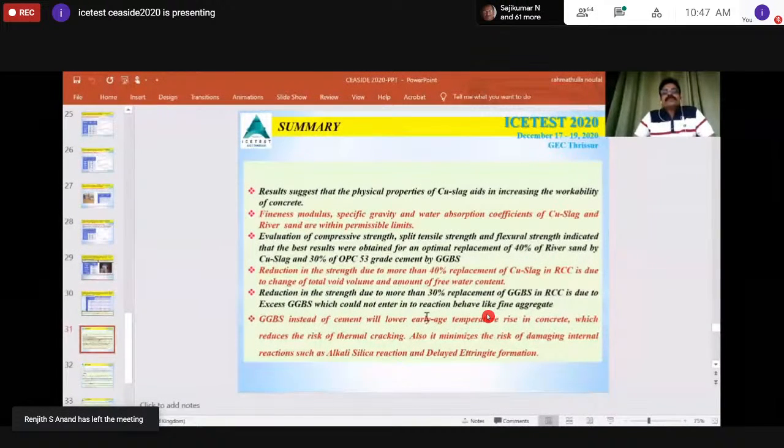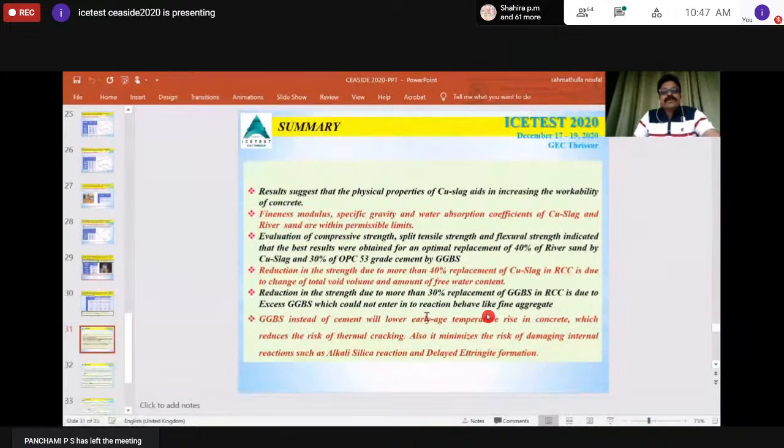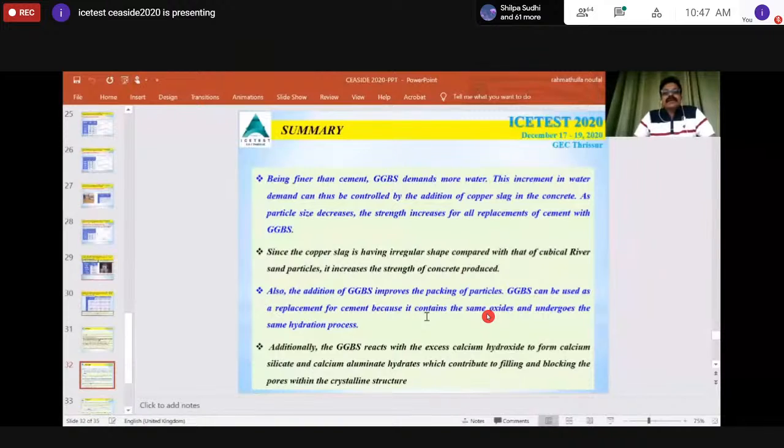The result suggests that the physical properties of copper slag aid in increasing the workability of concrete, the fineness modulus, and also the specific gravity of water. All these values are increasing. Another thing is that the reduction in strength with more than 40% copper slag is due to the change in total voids and the amount of free water content. Also, the addition of GGBS improves the particle packing. GGBS can be used as a replacement of cement because it contains the same oxides and undergoes the same hydration.